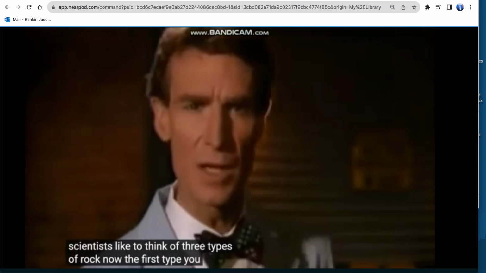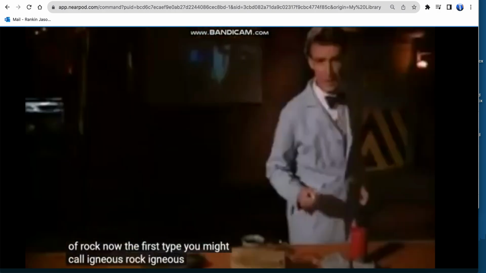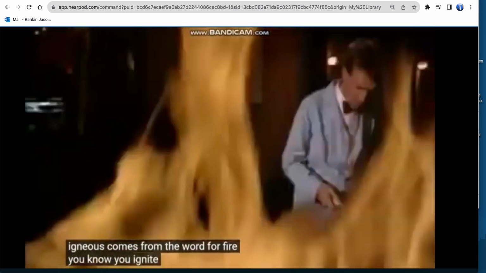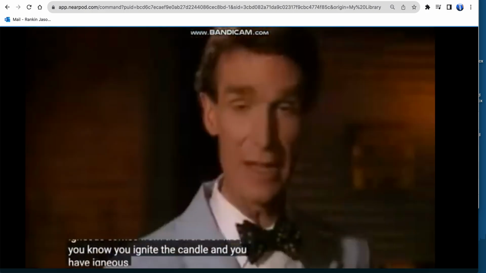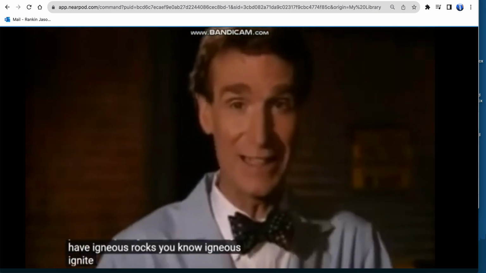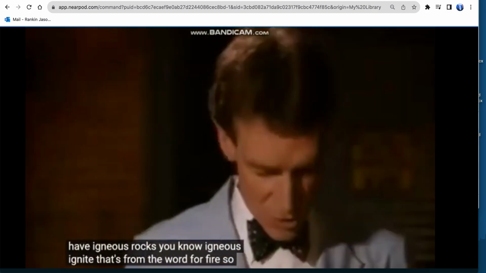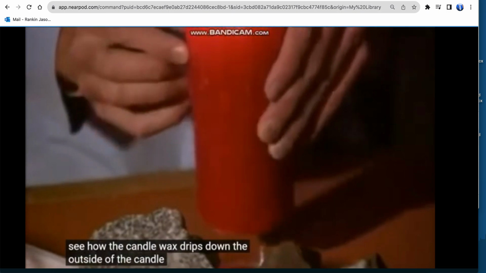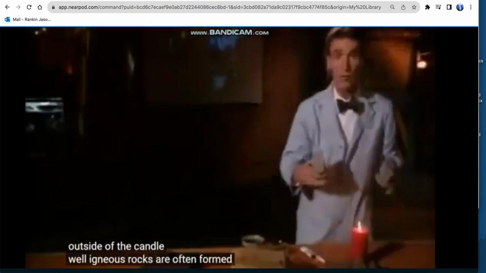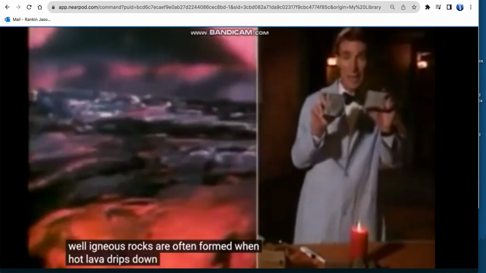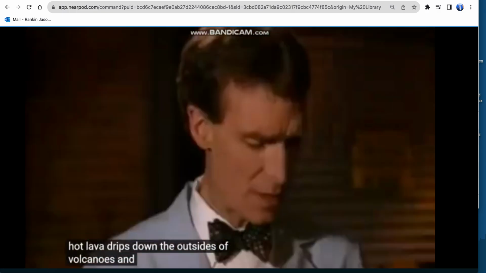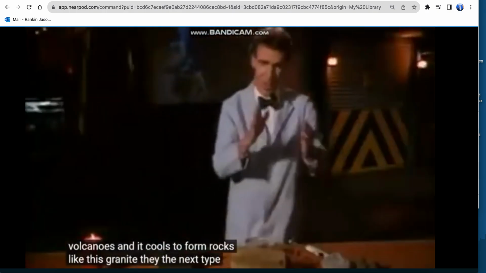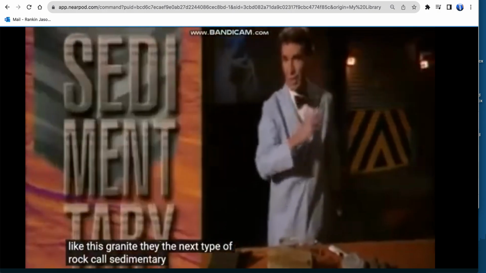Now, the first type you might call igneous rock. Igneous comes from the word for fire. You know how you ignite a candle? Igneous, ignite, that's from the word for fire. See how the candle wax drips down the outside of the candle? Well, igneous rocks are often formed when hot lava drips down the outsides of volcanoes, and it cools to form rocks like this granite.